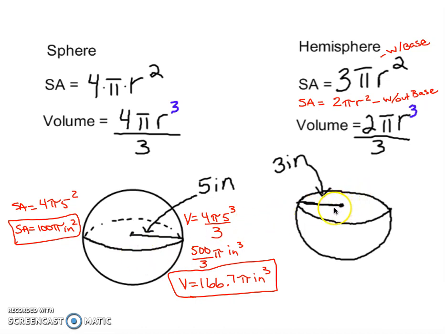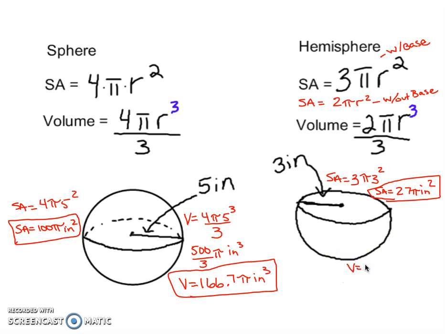All right, moving over to this hemisphere, our surface area would be 3, following this formula here, pi. Our radius is 3 as well, and we're going to square that. So 3 pi 3 squared. So our surface area for this would be 27 pi, and that's going to be inches squared. 27 pi inches squared.